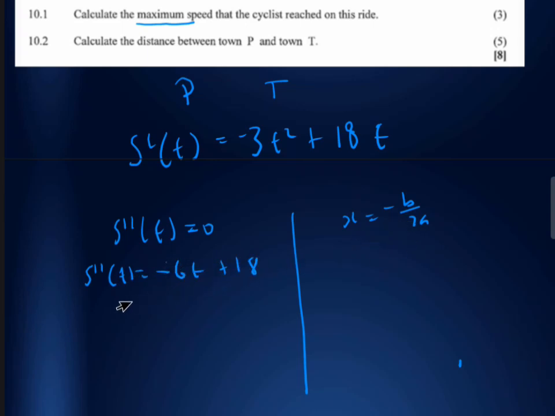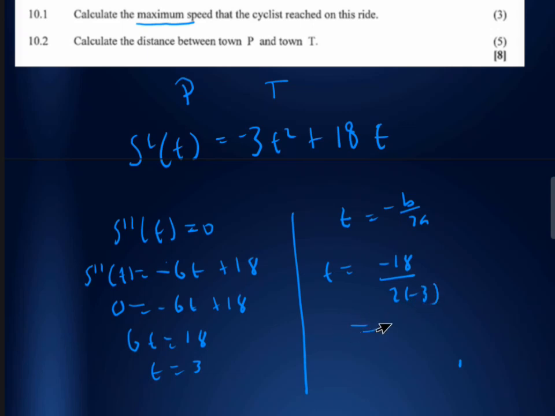And then if we solve for when it's equal to 0, we get minus 6t plus 18 equals 0. So this is going to be 6t is equal to 18. Therefore, we divide both sides by 6, and t is equal to 3 here. But this is not the maximum, by the way. I'll show you something. This is the t value that gives you the maximum, right? So x is equal to minus b over 2a. Here, instead of saying x, we can just say t, because now it's t. So t is going to be equal to minus 18 over 2 times negative 3.